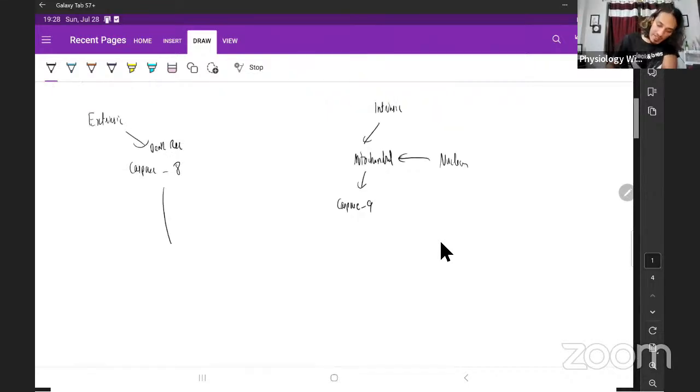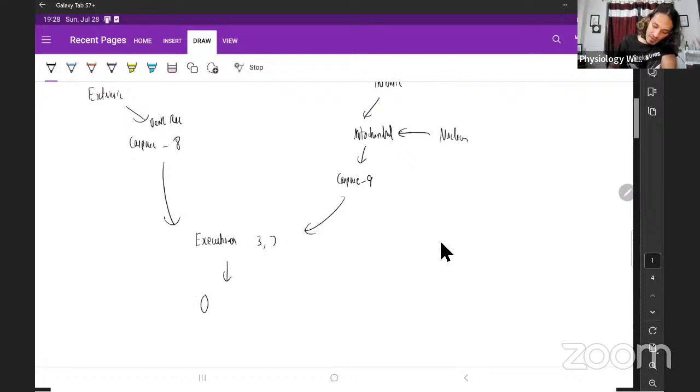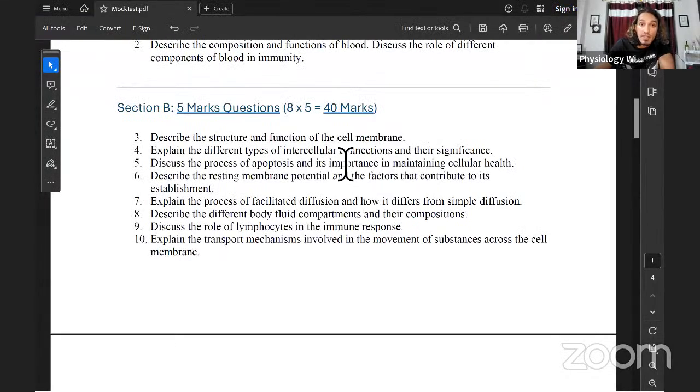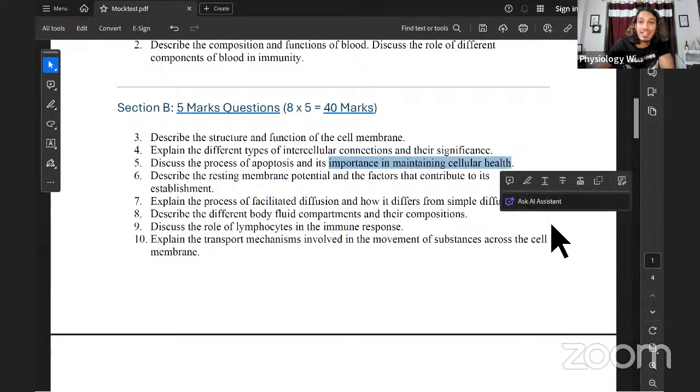Okay, once these two are activated, finally it'll go to your executioner caspase, that is 3 and 7. And this will finally form pores, which will result in death of the cell. So this is a programmed type of cell death where there is no inflammation or destruction of the entire area. It is localized and that tissue dies off, eventually becoming smaller apoptotic bodies. Okay, what is the importance of this? So that is the next part: importance in maintaining cellular health.